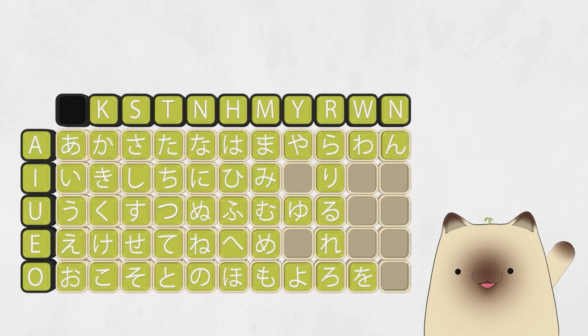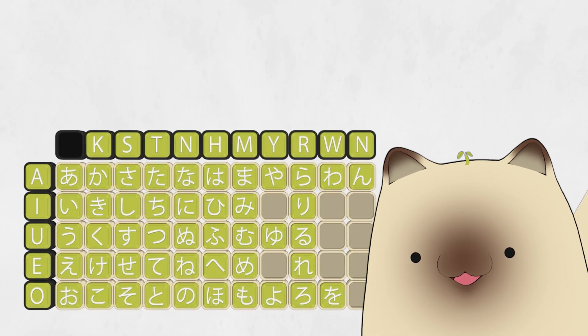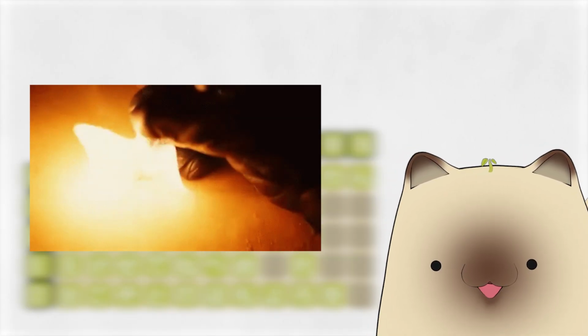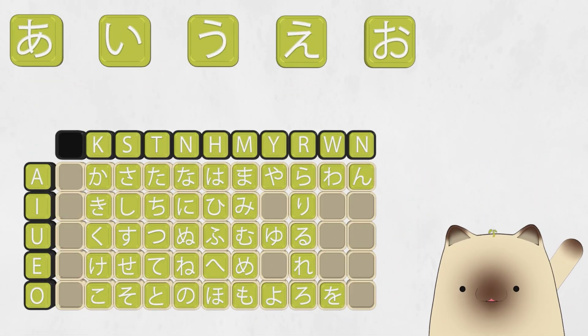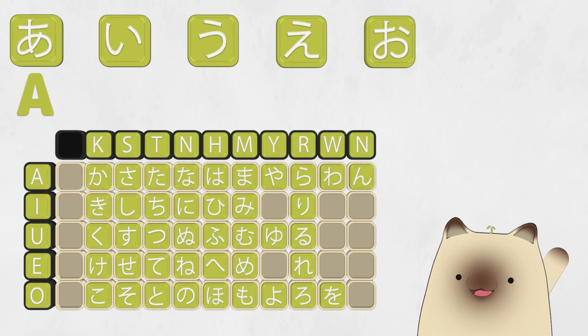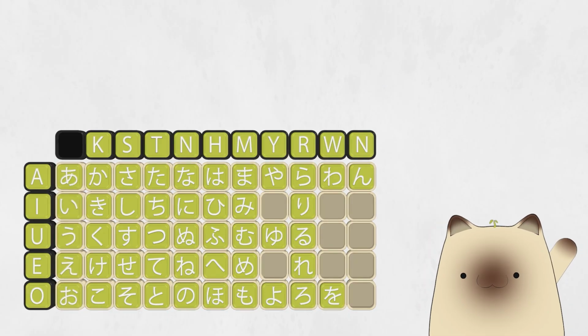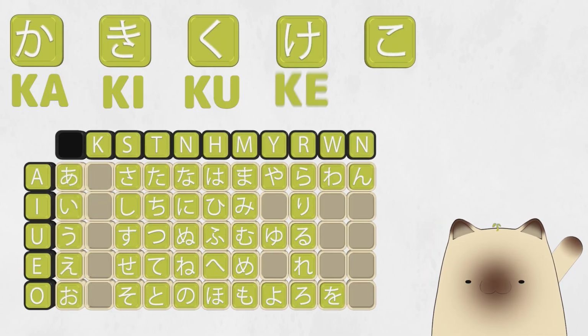Let's go over each character in their respective sets and get a closer look. I recommend getting something to write on, pausing the video, and writing each character as they come up to reinforce it. Firstly, the vowels themselves. They don't take consonants, so you just say them by themselves. A, I, U, E, O. Next are the Ks. Ka, ki, ku, ke, and ko.